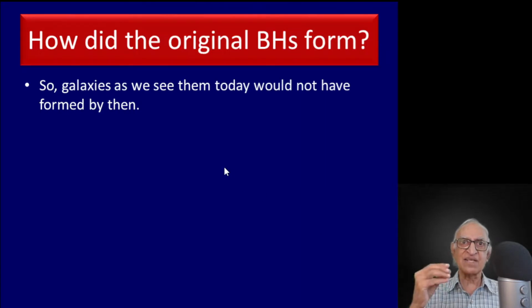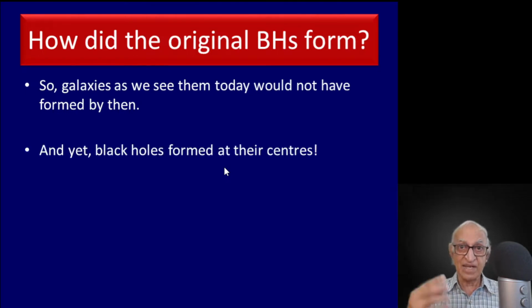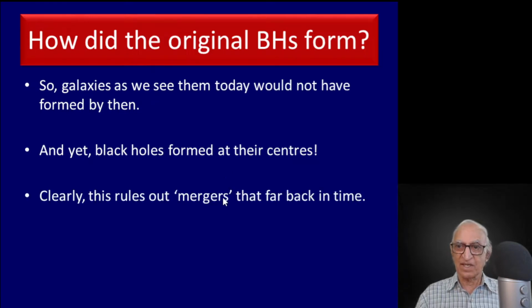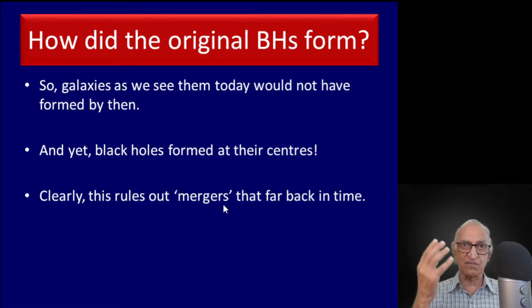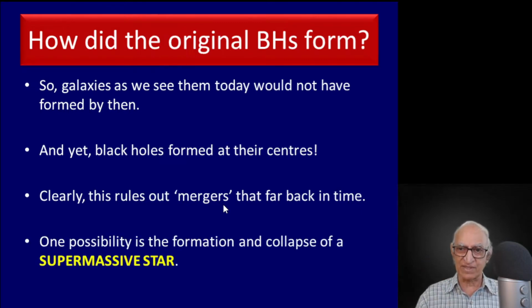So, galaxies as we see them today would not have formed that early on. Yes, there were some collapsed objects, but they were not galaxies in the sense that we see today. And yet, black holes formed at their centers because they were quasars radiating at a redshift of 6. Clearly, this rules out mergers that far back in time. You can't say that the supermassive black hole, when the age of the universe was only 0.75 billion years, was formed due to many generations of mergers and mergers. So that black hole must have formed in some other mechanism.